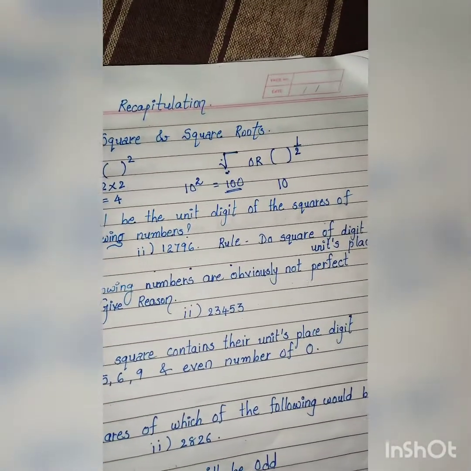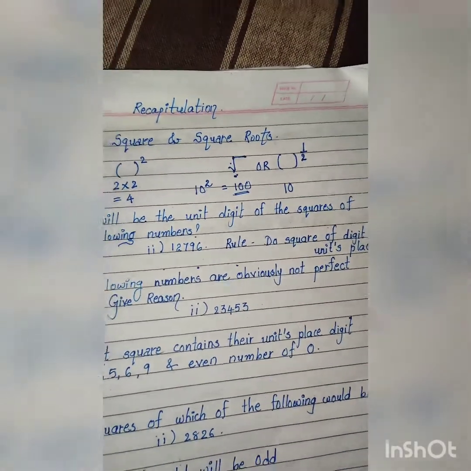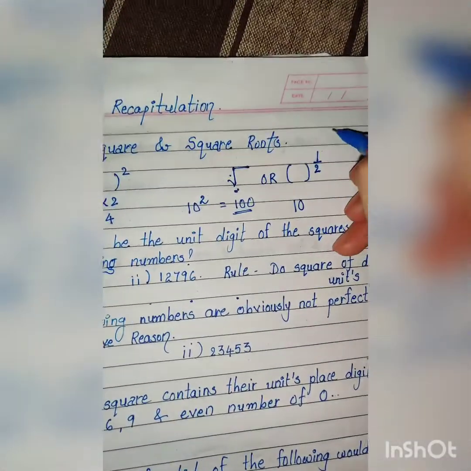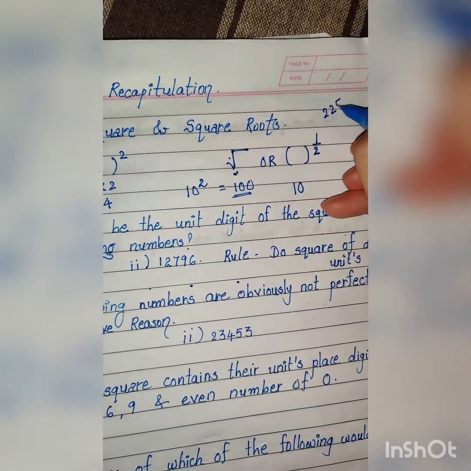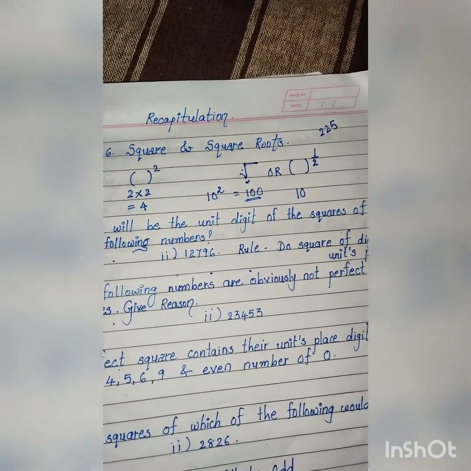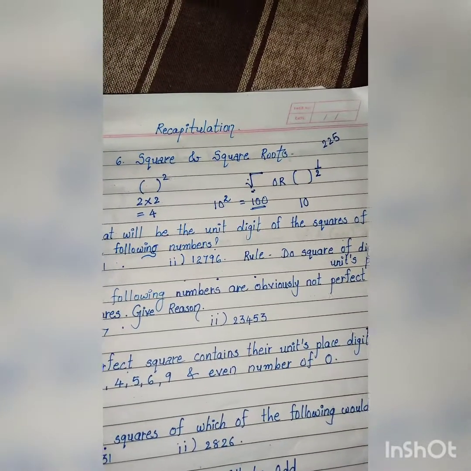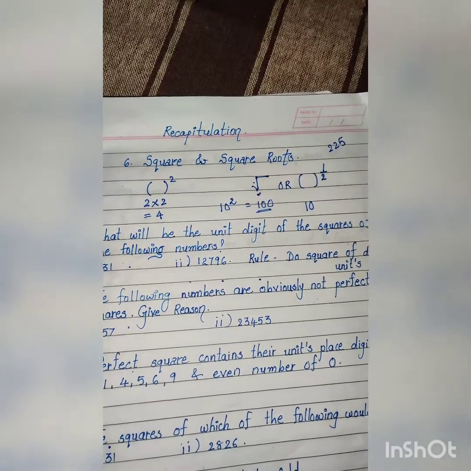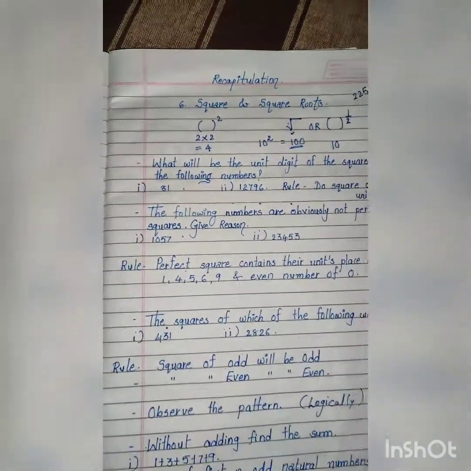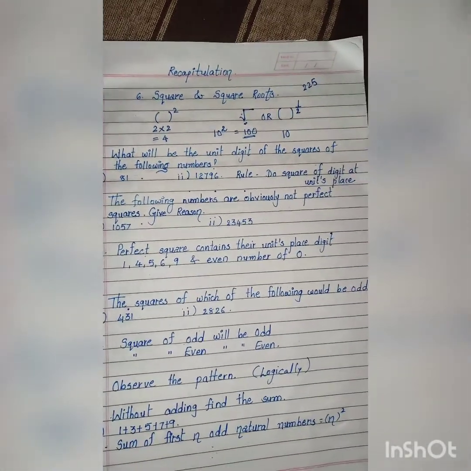Suppose I say 400, or forget about 400, I say 225. For 225, which two numbers did we multiply? 15. 15 fifteens are 225. So 15 is the square root of 225. Is that clear to you all? Okay. Now let's begin with these questions which we have done.